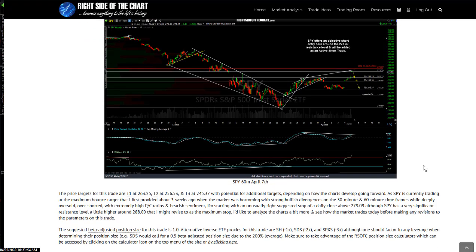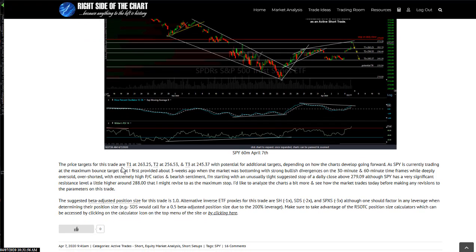Okay, the other things I wanted to show you are, although the price targets were in the chart, I wanted to get that out, and I got out the suggested beta adjusted position size, which I'll talk on in a second. I added a few more notes here, and also gave you some alternatives for those of you that aren't able to short because you don't have a margin account, or maybe you want to hedge or go pure play short in one of your retirement accounts.